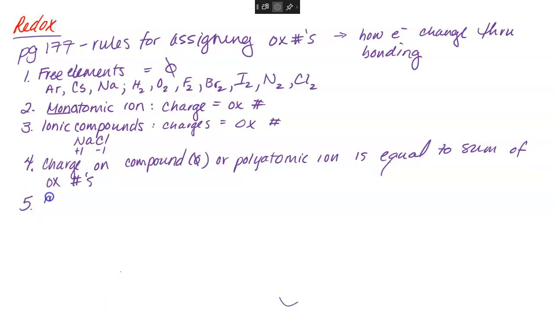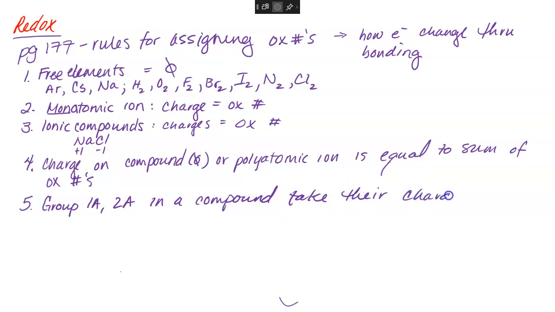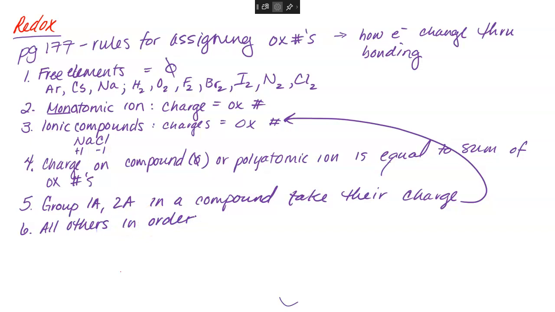The book isolates groups 1A, 2A in a compound. Take their charge. I'm believing that that's actually tied to ionic compounds right here. And then 6 is an order of assigning all others. It's a priority list right here.